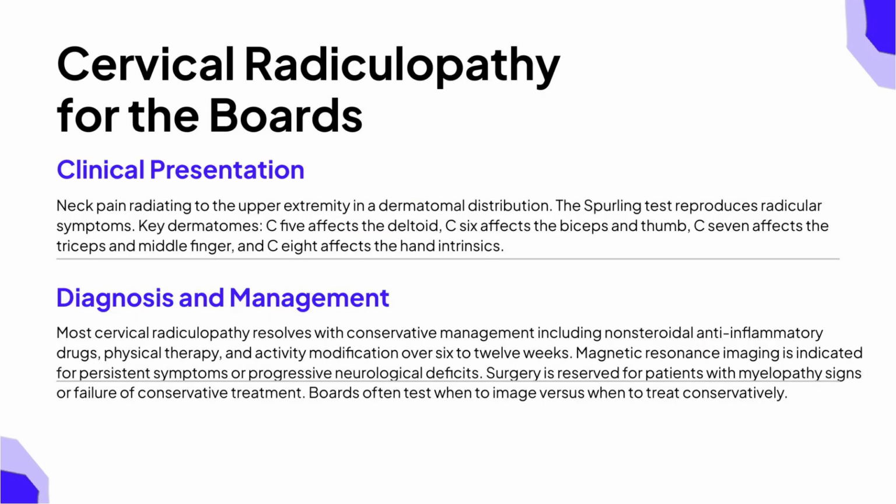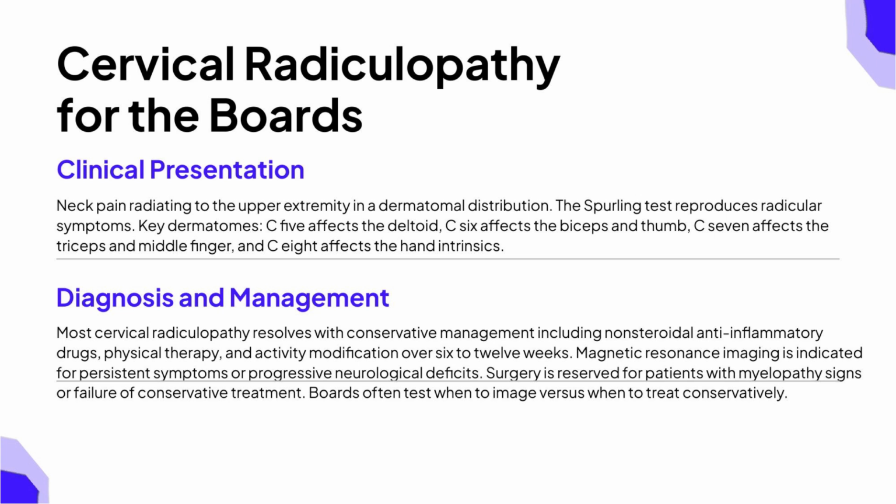Now let us talk about cervical radiculopathy. The clinical presentation is neck pain radiating to the upper extremity in a dermatomal distribution. The key physical exam finding is the Spurling test, where you extend and laterally rotate the neck toward the affected side while applying axial compression. This reproduces the radicular symptoms.